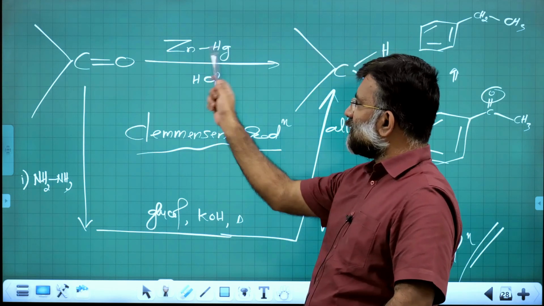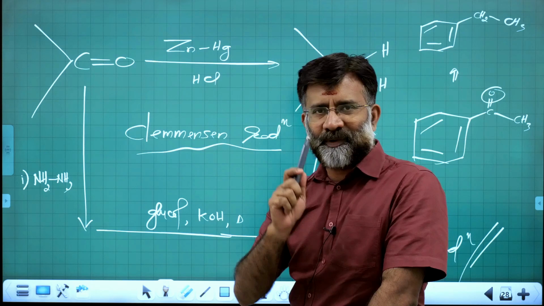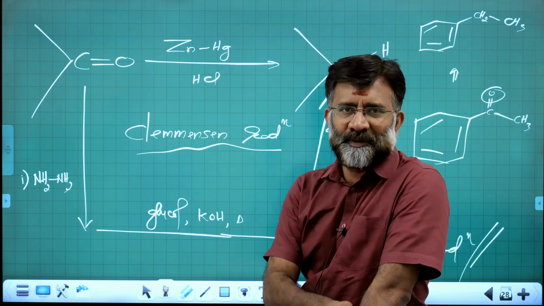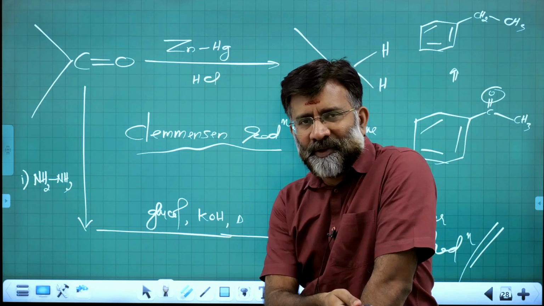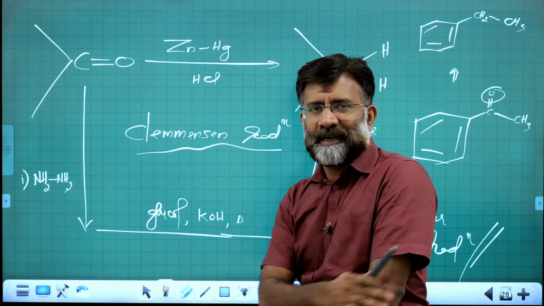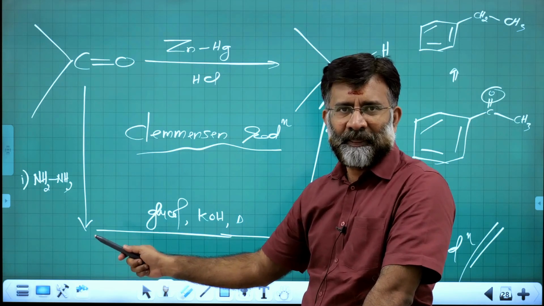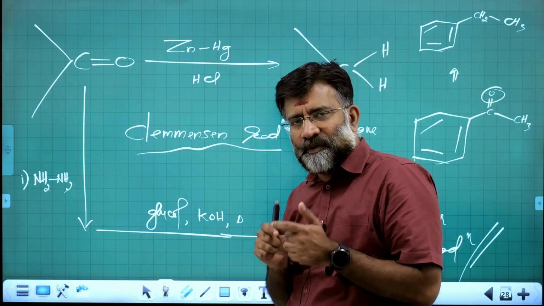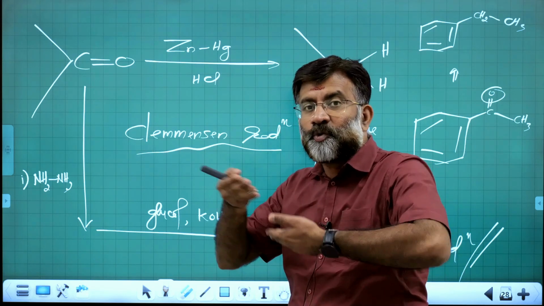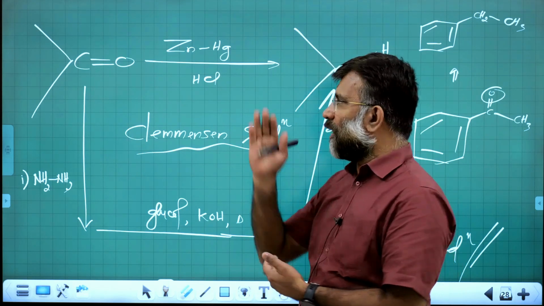Clemmensen reduction uses zinc amalgam with HCl. If you take a molecule which is sensitive to acids, avoid this method because it is conducted in acid medium. If you are taking a molecule which is sensitive to alkali, avoid Wolff-Kishner, sensitive to base, because it is conducted in basic medium. So if acid or base sensitive groups are present and interfere, you can choose between Clemmensen reduction and Wolff-Kishner reduction.